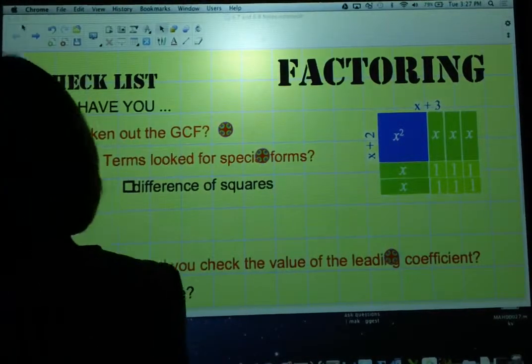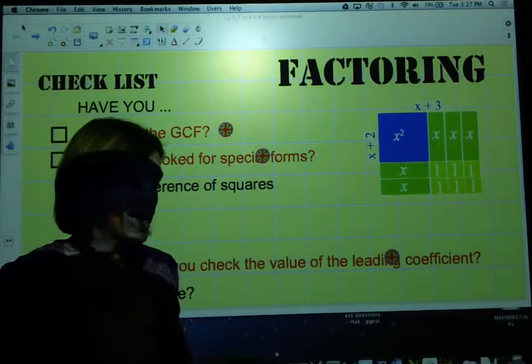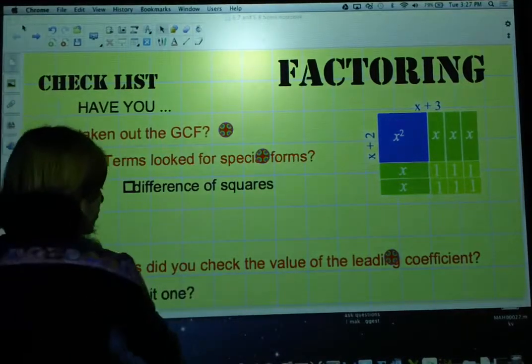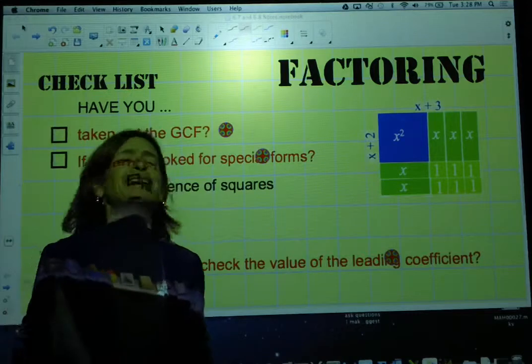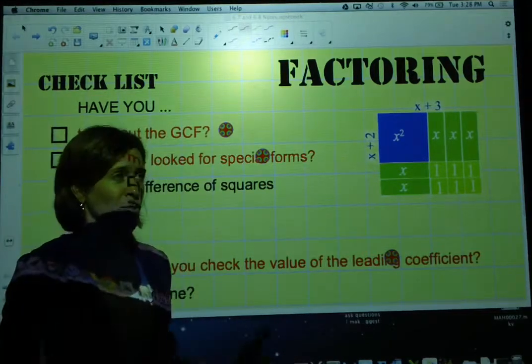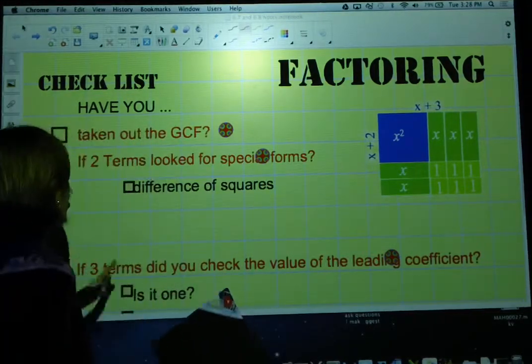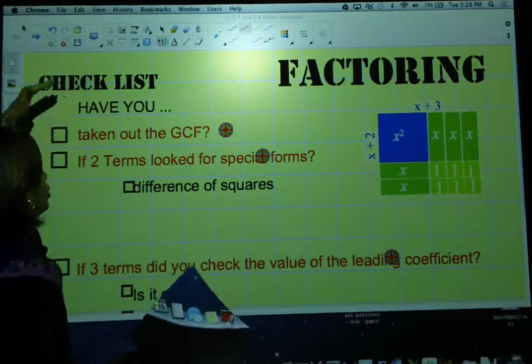Hello everybody, so today's video is just a recap of factoring and solving by factoring. Now we've been doing all this factoring, but why are we even doing it? That's what we're going to be learning about today. But let's talk really quickly about your checklist.